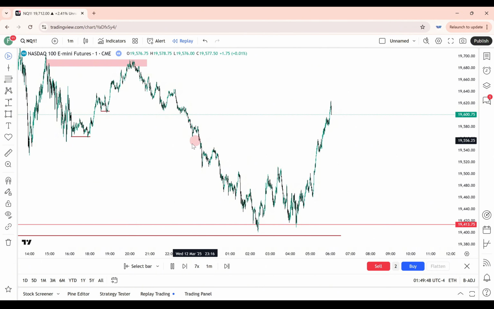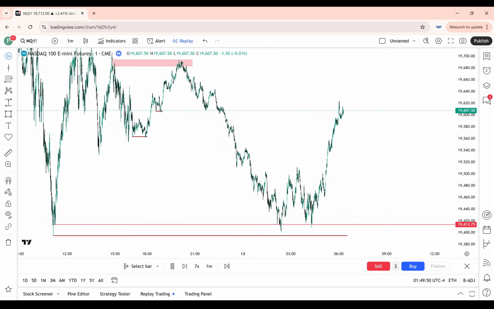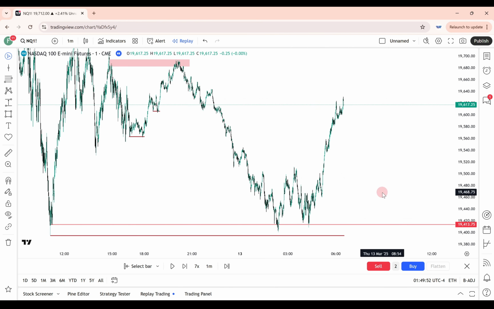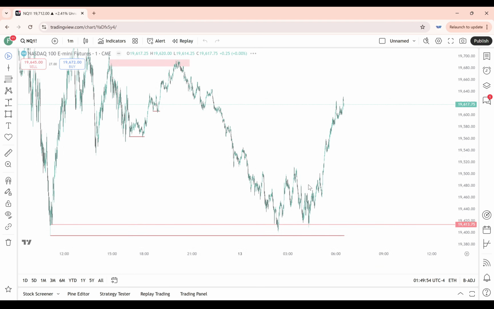But the narrative's still correct. We still move up and we still give ourselves opportunities to move higher. That there is the London session.